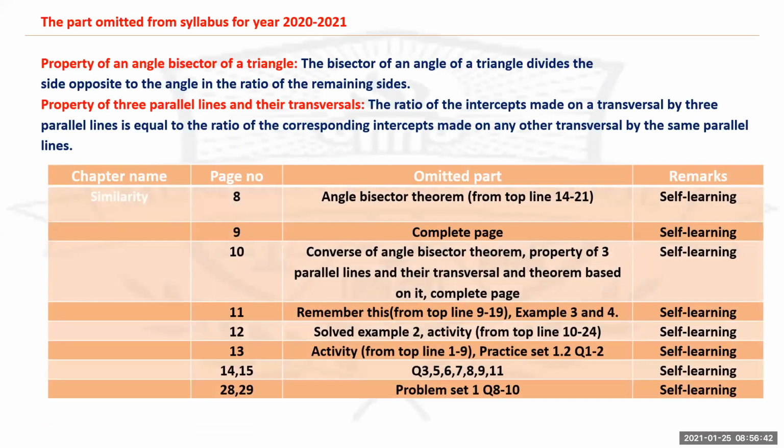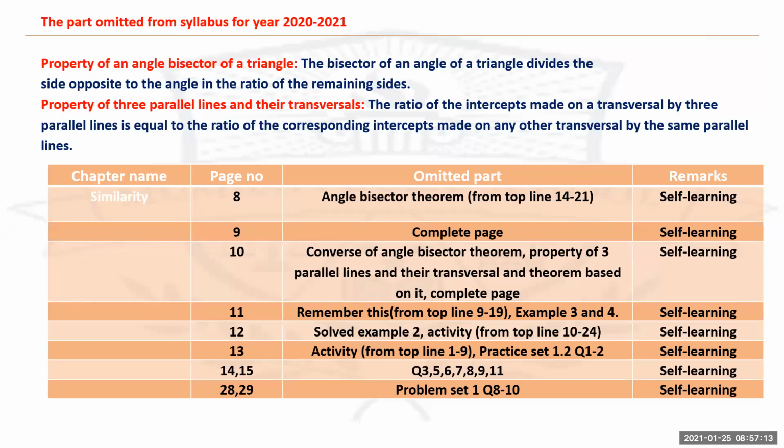See, again, these are the page numbers. Page number 8, angle bisector theorem. Page number 9, the complete page. Page number 10, converse of angle bisector theorem, property of three parallel lines and their transverse line theorem based on it. Page number 11, remember this. Page number 12, solved example 2 and the activity. Page number 13, activity, practice set 1.2, question 1, 2.